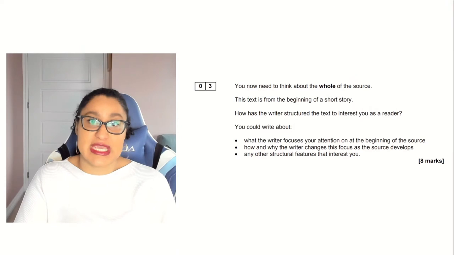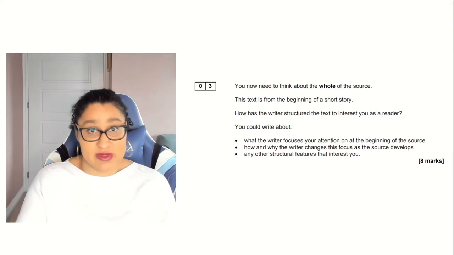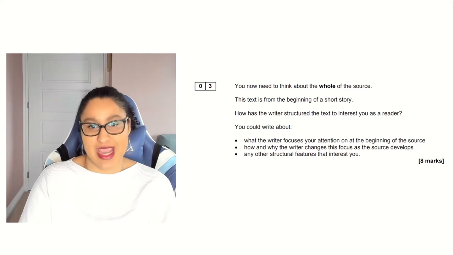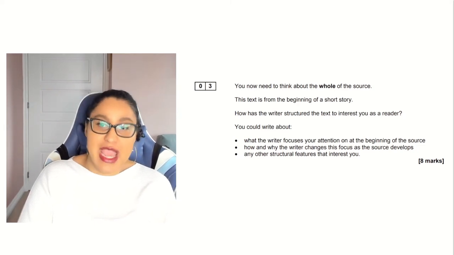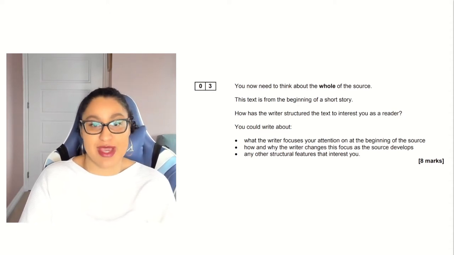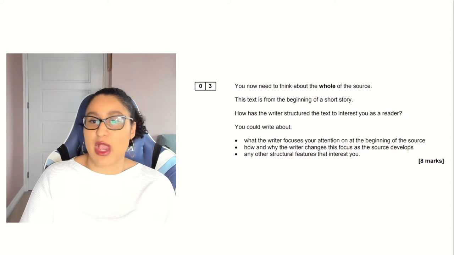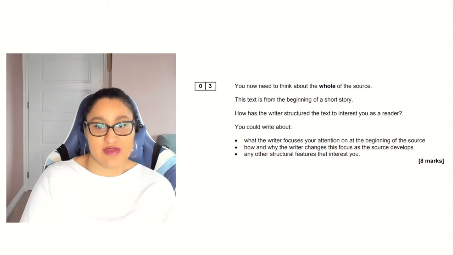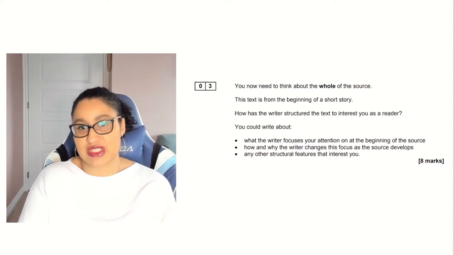So let's do this. The first thing that's important for us to keep in mind about question 3 is what it is we've got to do, because the question never changes. It's always worded the same, and it's always worded as, you now need to think about the whole of the source. This text is from the beginning of a story. How has the writer structured the text to interest you as a reader? You could write about what the writer focuses your attention on at the beginning of the source, how and why the writer changes this focus as the source develops, any other structural features that interest you.